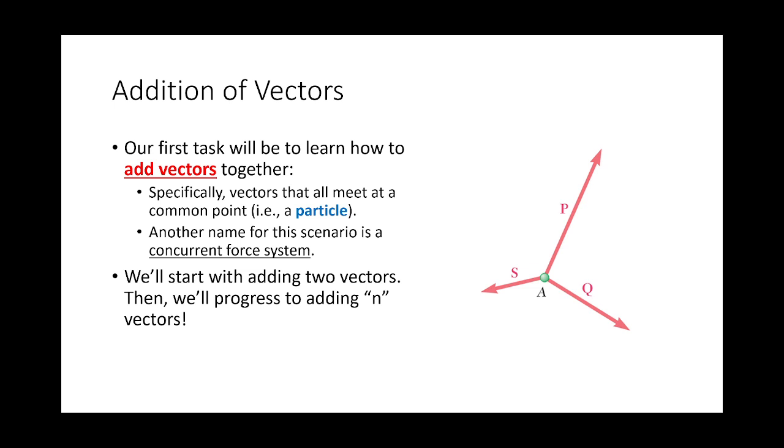All I'm saying is that for this first part of the class, anytime we're adding vectors together, we're assuming that those vectors all meet at a common point, hence concurrent force system. When the vectors don't meet at a common point, that's a non-concurrent force system, and that's where we have to introduce the second big tool in statics, which is a moment.